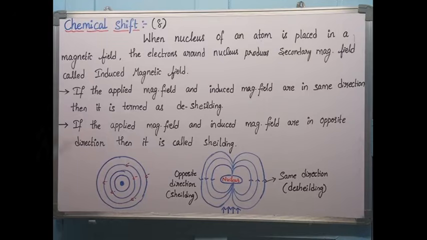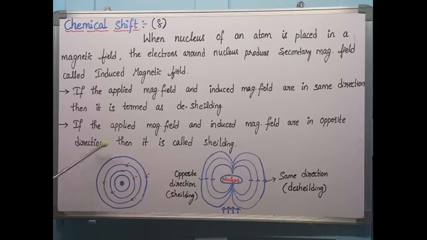Already we know that when we place a substance in an external magnetic field, we pass radio waves. These radio waves bring a transition of a proton from one energy level to another energy level. That is the change brought by radio waves in NMR spectroscopy.